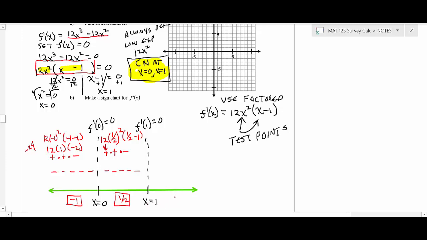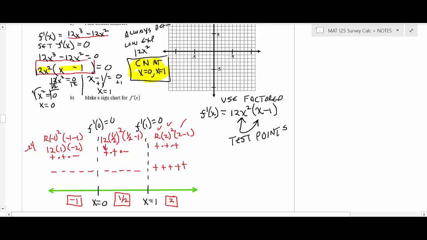Test point bigger than 1. What, pi? Yeah, pi would work. I had in mind 2, so let's go with 2. Plug in the 2, so we'll have 12 times 2 to the second times 2 minus 1. That would be positive times positive times positive. All three of those factors are positive, so that would be a positive result. So that's the sign chart.